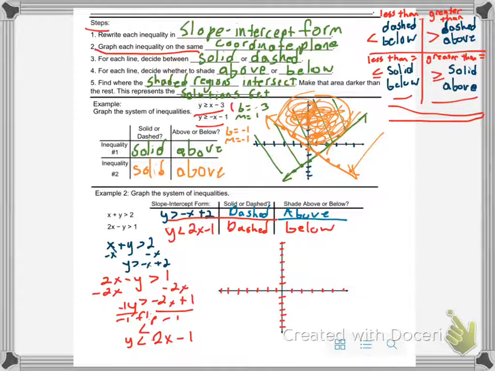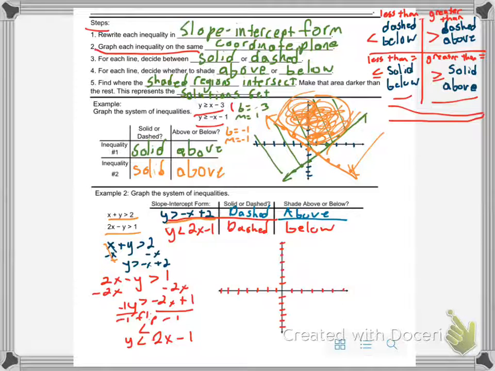Alright, let's look at the next example. This example we had to change from standard form to slope-intercept form. So my first one, I just subtracted x from each side, and I got y is greater than -x plus 2. I said dashed and above because it doesn't have an equal to sign.